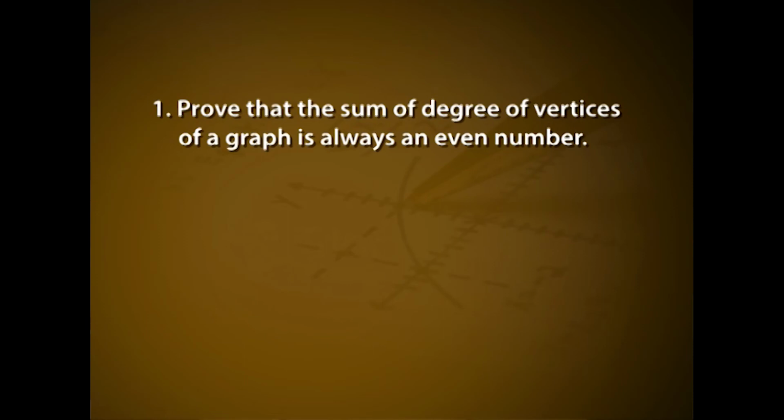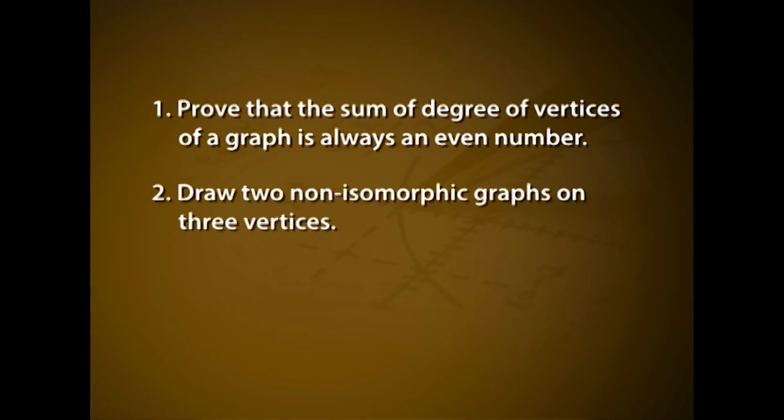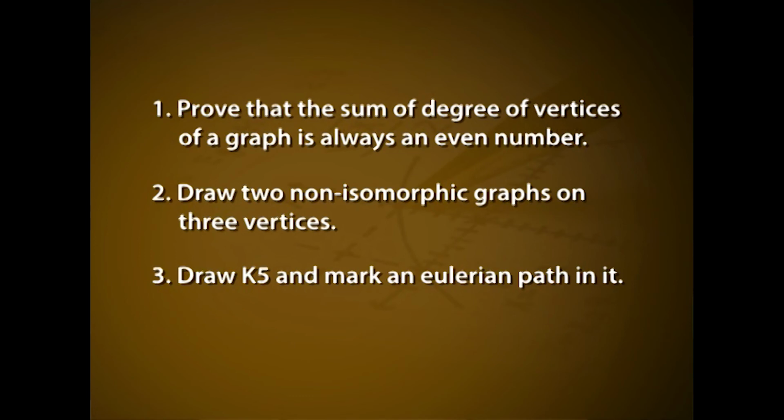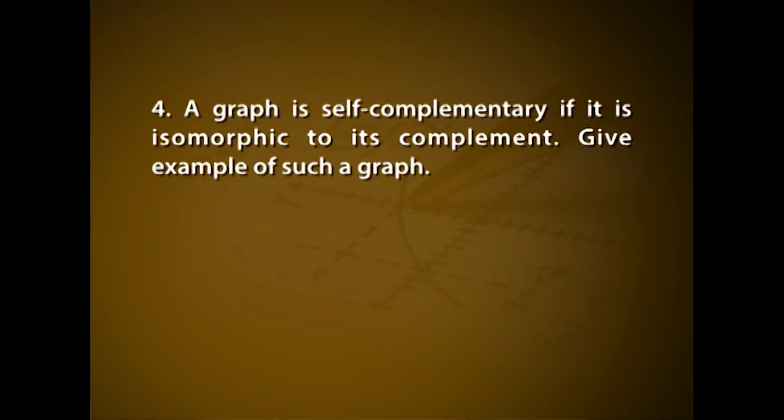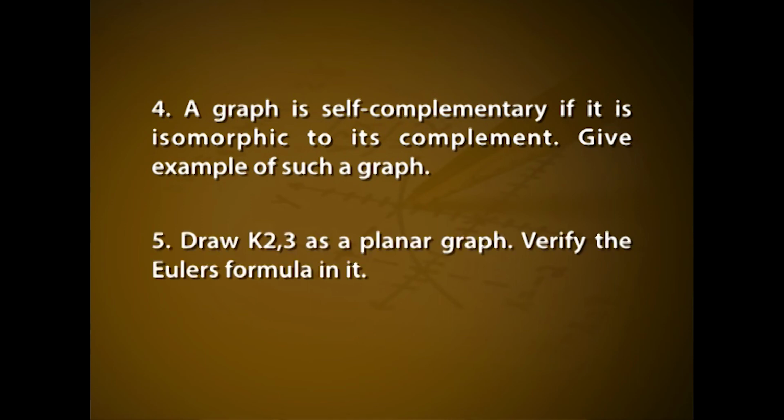The following questions are provided for testing yourself. First, prove that the sum of degrees of vertices of a graph is always an even number. Next, draw two non-isomorphic graphs on 3 vertices. Next, draw K5 and mark an Eulerian path in it. Next, a graph is self-complementary if it is isomorphic to its complement. Give an example of such a graph. Next, draw K2,3 as a planar graph. Verify Euler's formula in it.